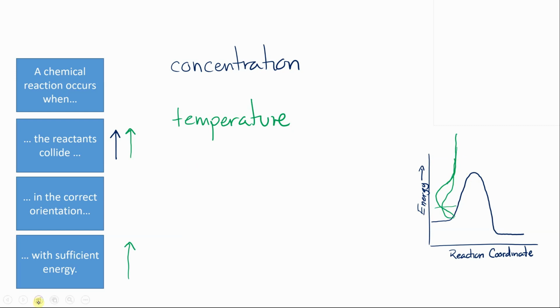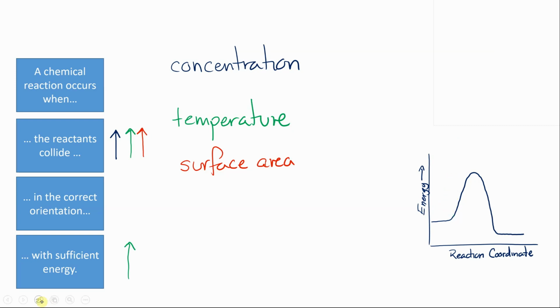The third factor I want to mention is surface area, and this applies only to heterogeneous reactions. So say you're burning firewood. The interaction surface where the oxygen gas is in contact with the wood is where the reaction is occurring. And if we increase the surface area, if we chop up the wood into kindling, there's more surface where that reaction can take place. Greater surface area means more frequent collisions, which allows the reaction rate to increase.